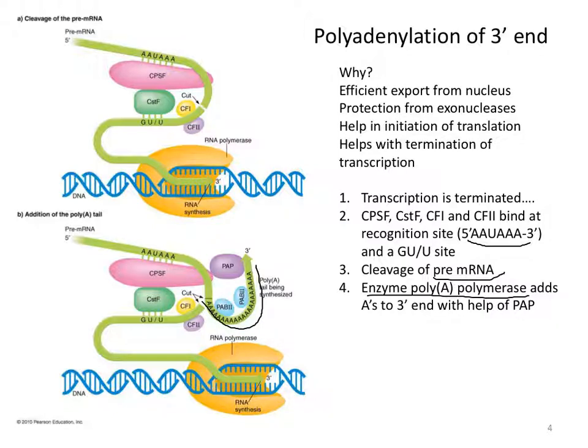The 3' poly A tail helps to protect the messenger RNA transcript from degradation by exonucleases. It also helps to facilitate efficient export of messenger RNA from the nucleus out into the extranuclear environment where translation will occur, and it plays a role assisting with the termination of the transcription process itself.